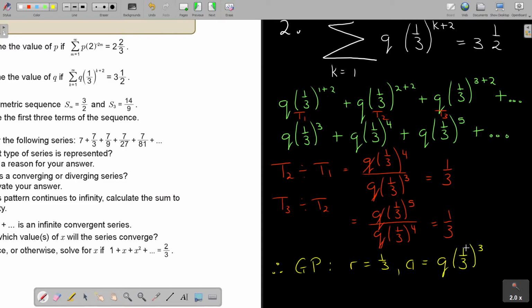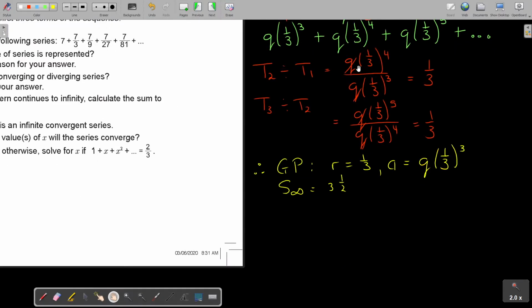Okay. So I'm going to start, and don't forget that the sum to infinity is 3.5. So I start by using that formula. The sum to infinity is a over 1 minus r, and in the place of a I put q(1/3)^3, over 1 minus a third, and in the place of the sum it's 3.5.